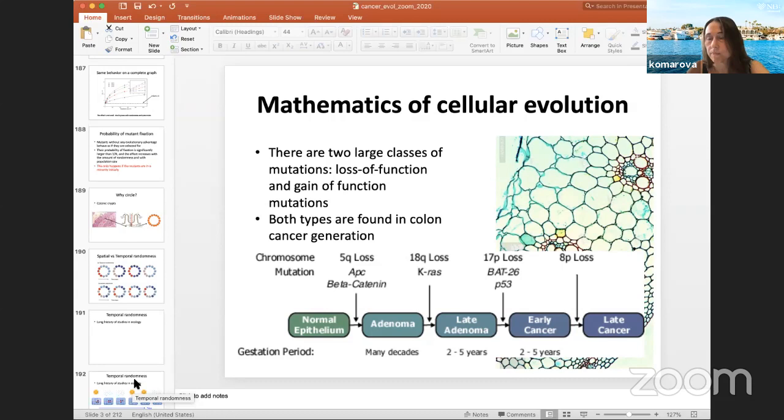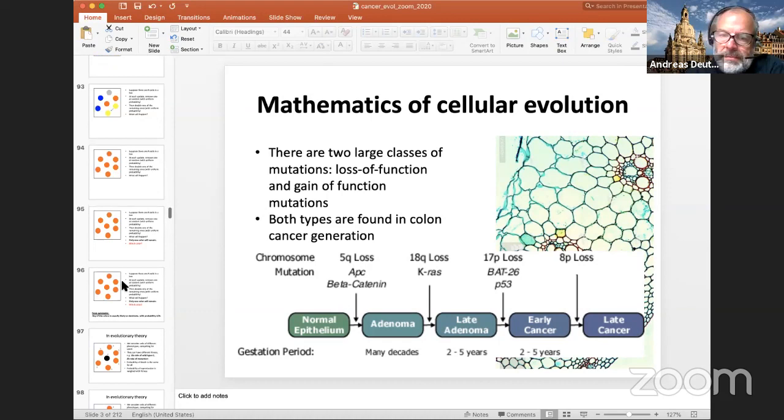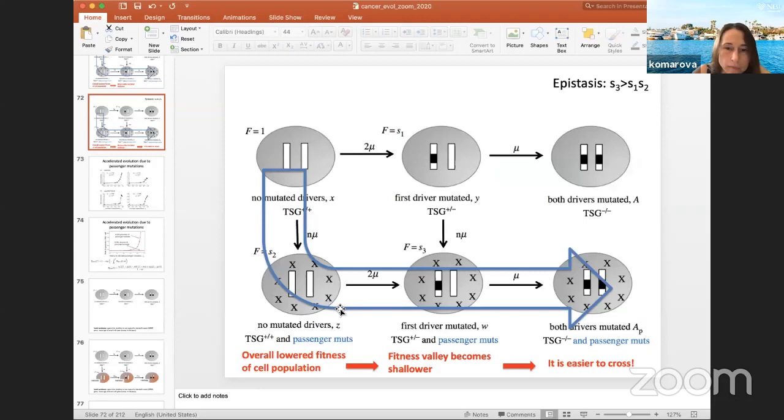So thank you. We move now to India. We have a question from Raktim Kar. If we do not consider the passenger mutations in your model, what would be the effect? This relates to the part where you discuss driver and passenger mutations. All right. Let's see. Here. So I think this is the slide.